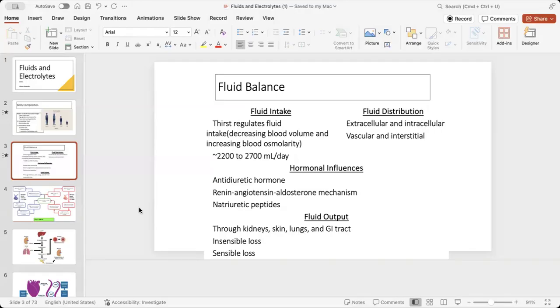So thinking about intake, thirst regulates our fluid intake. When our blood volume is low, does the body say you need more fluid? You need to drink. What about if our blood osmolarity is high? When you think of the word blood osmolarity, what is that telling you? Dehydration. So all those extra particles. Osmolarity is those particles, the solute that's left. If I have a high blood osmolarity, I have more particles than I do water, so I need to drink.